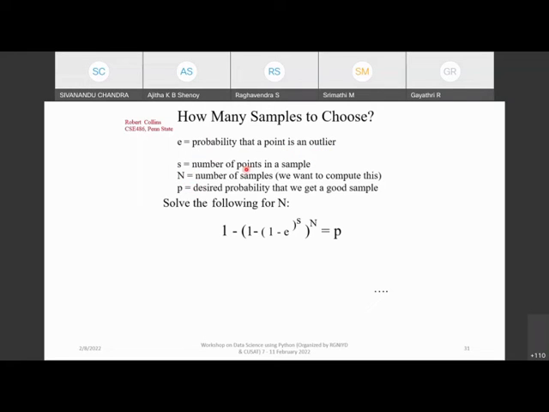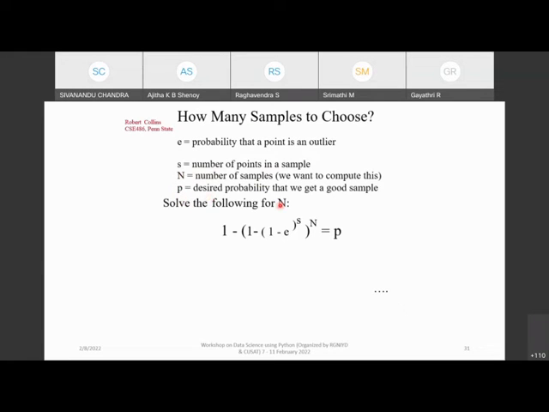Then S is equal to the number of points in a sample. This is fixed for a line. So how many points are you taking for drawing a line? We are taking 2 points to get the equation of the straight line. Therefore, when you are fitting using a line, here S is equal to 2. Next, capital N means the number of samples. That means how many times you need to run this. So what is the number of iterations? This is what you are interested in calculating, this N.